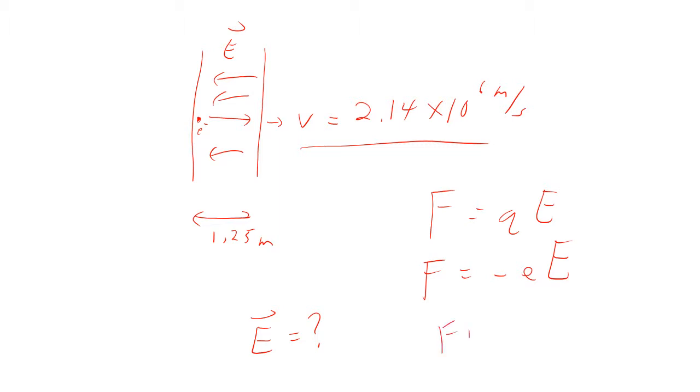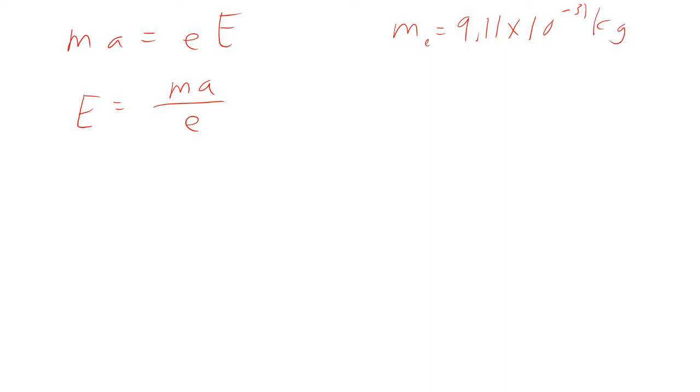We also know that force equals mass times acceleration. Therefore, mass times acceleration equals, taking the absolute value now, eE. We're trying to find the electric field, so that's going to be mass times acceleration over e. Well, we know the mass of an electron: 9.11 times 10 to the minus 31 kilograms. That's a known quantity. Fundamental charge, 1.602 times 10 to the minus 19 coulombs. Another known quantity. All we have to find is the acceleration.